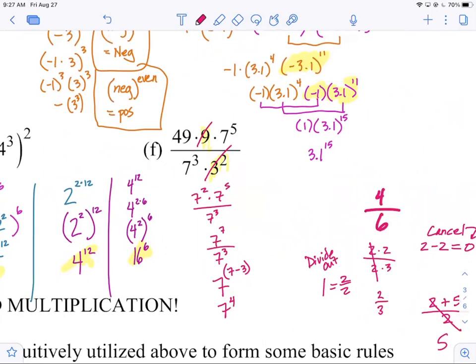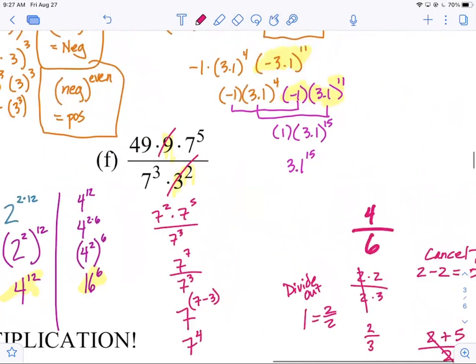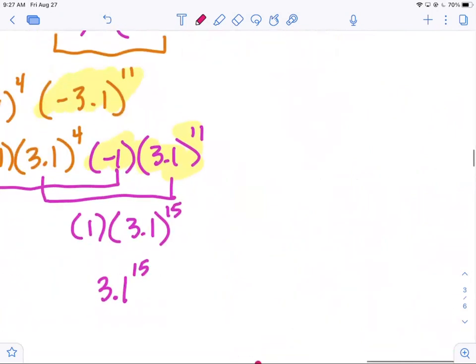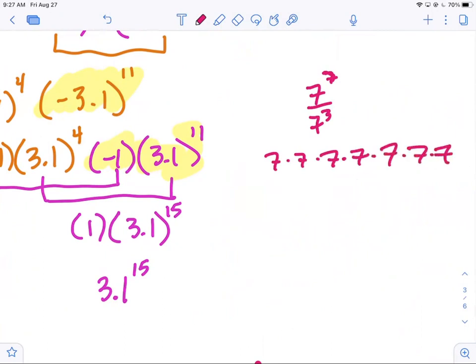Now, here's why it works. Let's come off to the side. More, we do as much work on the side as we do in the project. 7 to the 7th over 7 cubed. That's really 7 times 7 times 7 times 7 times 7 times 7 times 7, all over 7 cubed, which is 7 times 7 times 7, right? When in doubt, expand it out. But man, you need a little bit of time to do that.